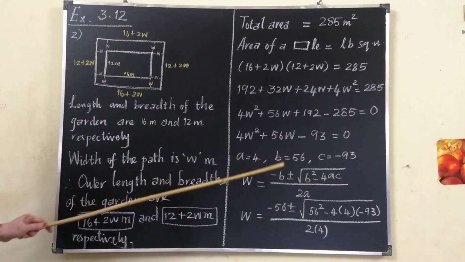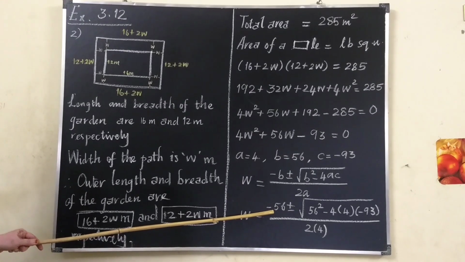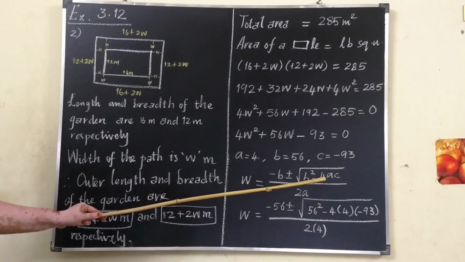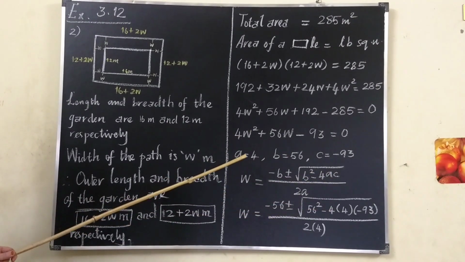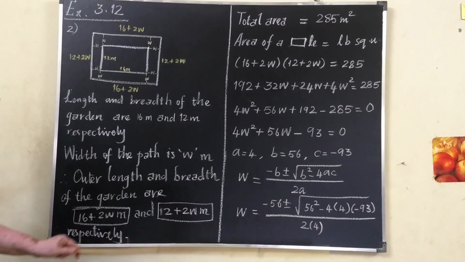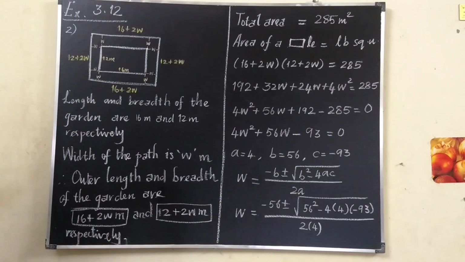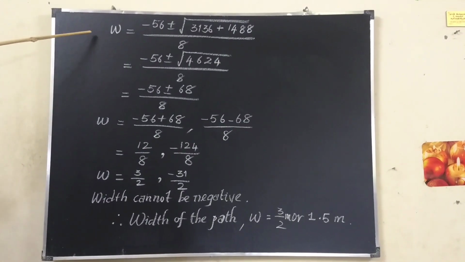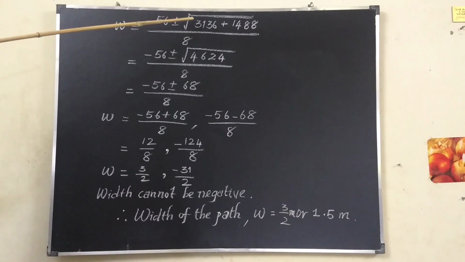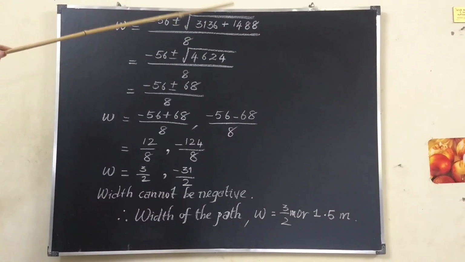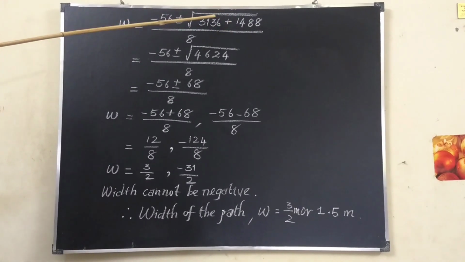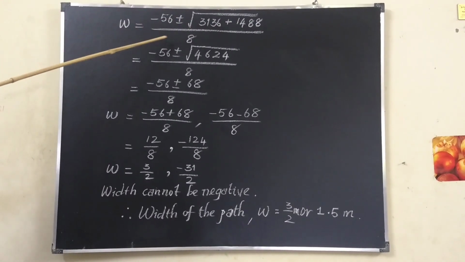B is equal to 56, minus b is equal to minus 56, plus or minus root of b square, 56 square, minus 4 into a into c, 4 into minus 93, divided by 2a, which is 2 into 4. W is equal to minus 56 plus or minus 56 square is 3136 plus 4 into 4 into 93 is 1488. There are two negatives, so it will become plus. Divided by 2 4s are 8.